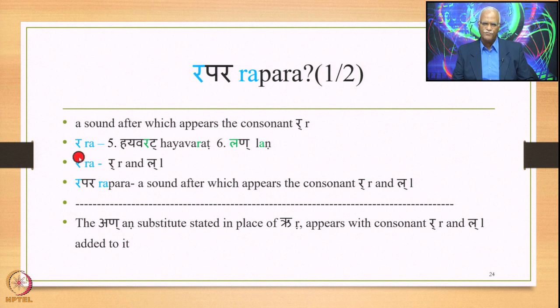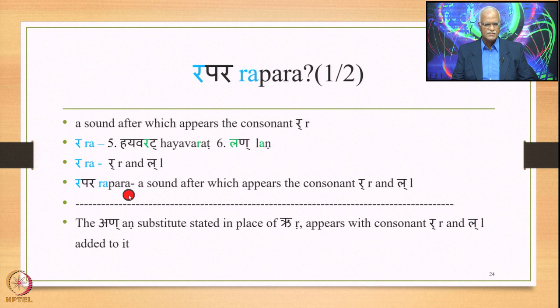How is this pratyahara formed? When you take r sound as consonant in the fifth sutra, Hayavarat, as the beginning, and then you have this a coming at the end of l. So this a is also marked as it, and then this consonant r is taken from this fifth sutra, and these two are joined together, and so you get the pratyahara r. What does it stand for? It stands for consonants r and l.